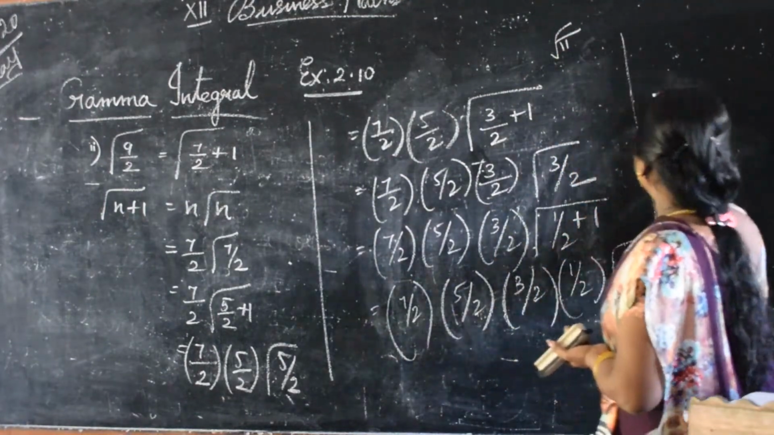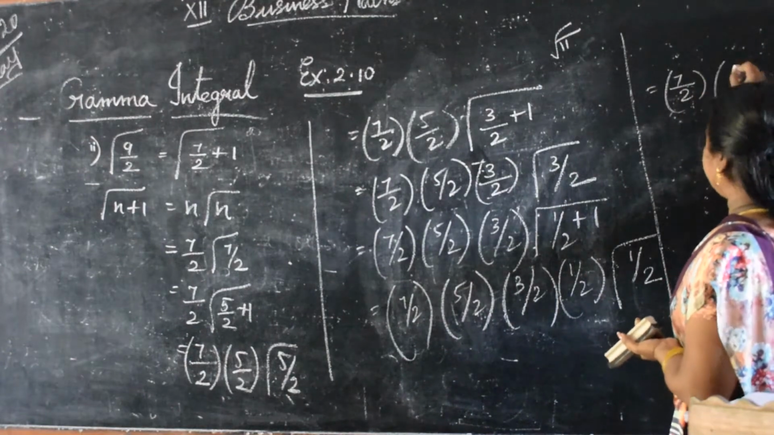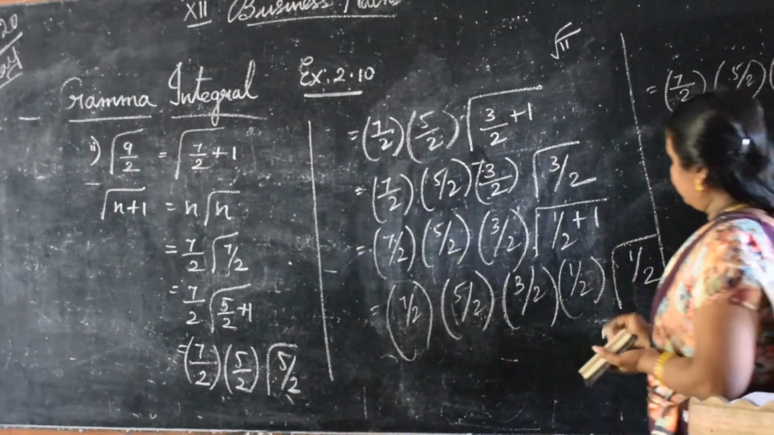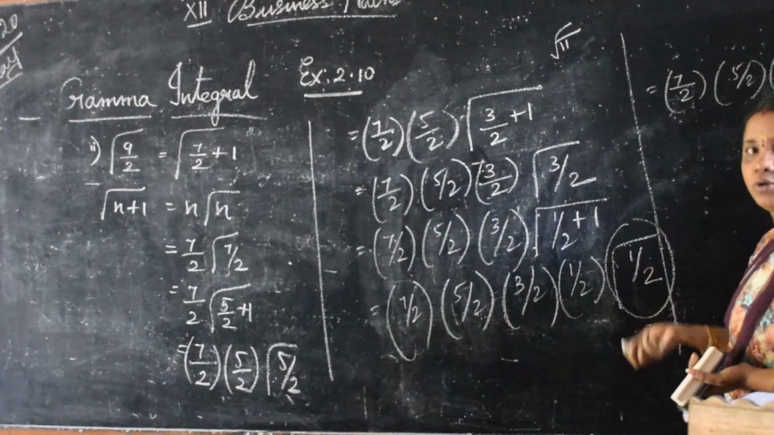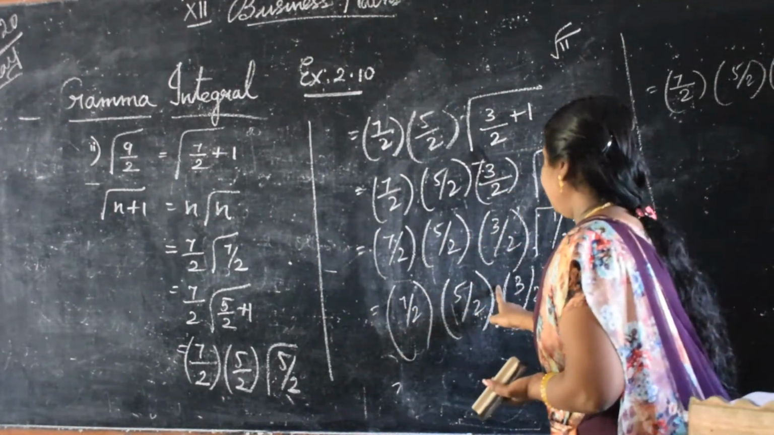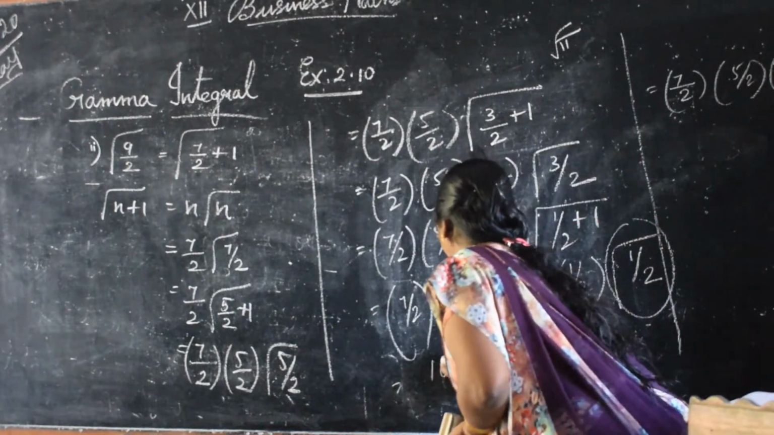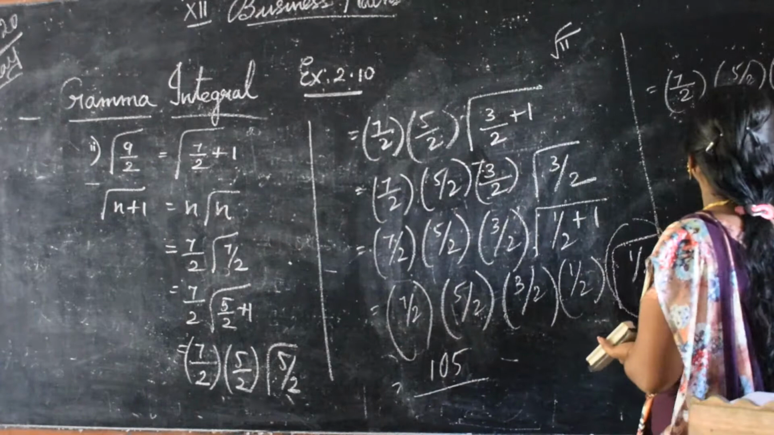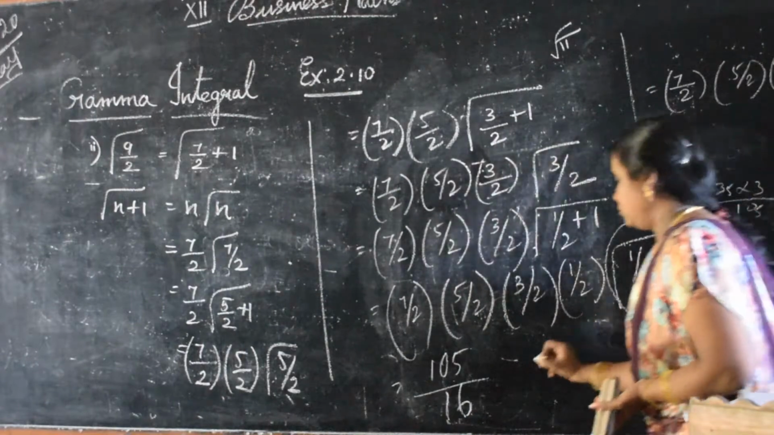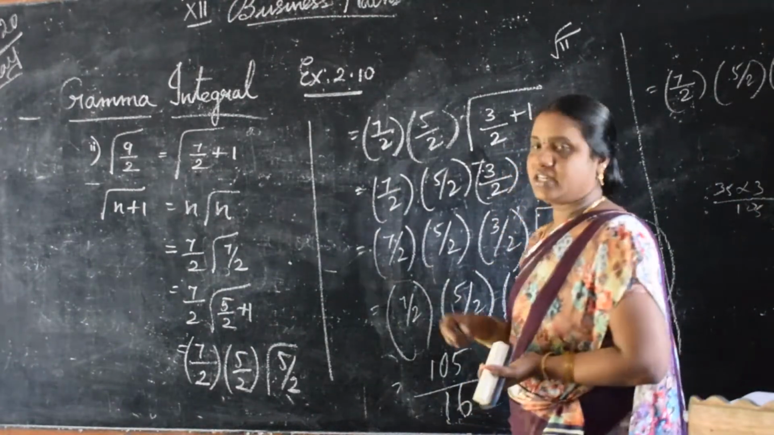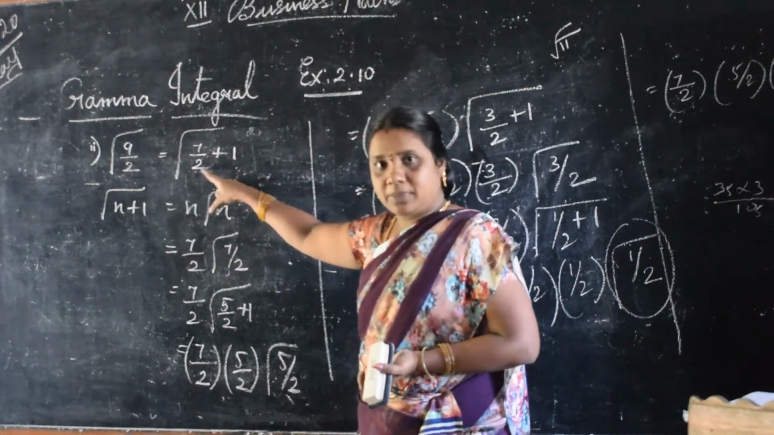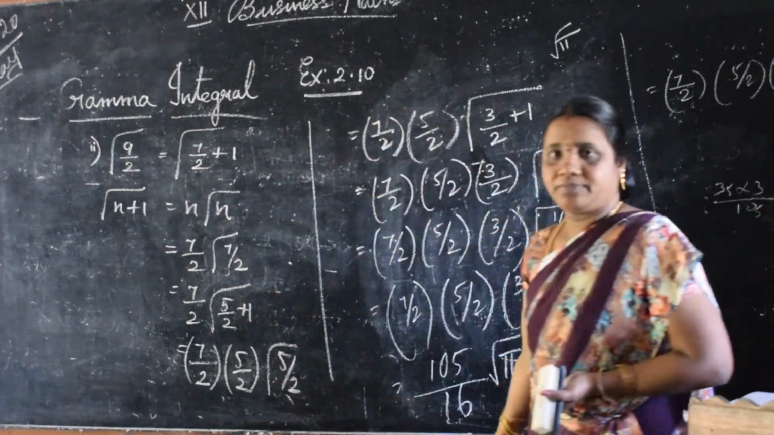So substitute here: 7 by 2, 5 by 2, 3 by 2, 1 by 2, and instead of gamma of 1 by 2 we will substitute root pi. So now you multiply all of this. What will come? 35 into 3 is 105. So 105 by 16 root pi. What is gamma of 1 by 2? Root pi. This is the answer. Have you understood children? What property did I use here? Gamma of n plus 1 is n gamma n. So the question is split and then substituted here. That's it. Have you understood?